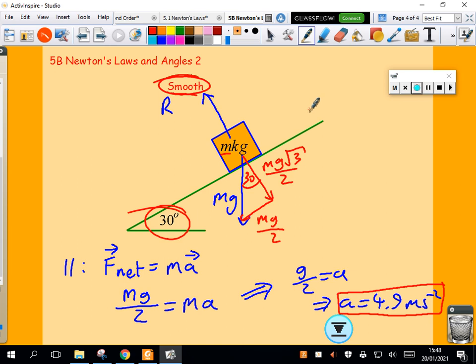Alright, so have a think about that, and I'll look at my next class at introducing a bit of friction and seeing how that changes things up on an inclined plane.